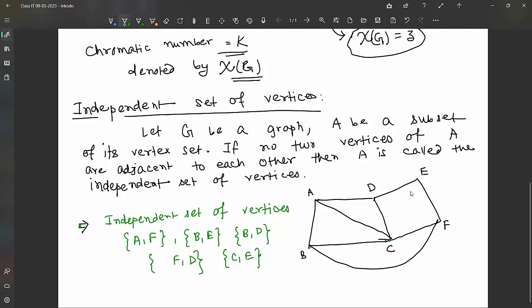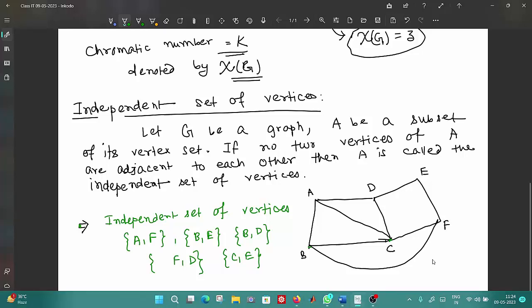Because in between A and C there is a connection, but if we omit this line AC, then you will get ACE, this structure here, or if you omit this BF line, then you will get this BDF as your independent set of vertices. But due to this line, every independent set of vertices contains only two vertices. So like here FD is 1, here BE is 1, here BD is 1, here AF is 1. So these are some of the independent sets of vertices.